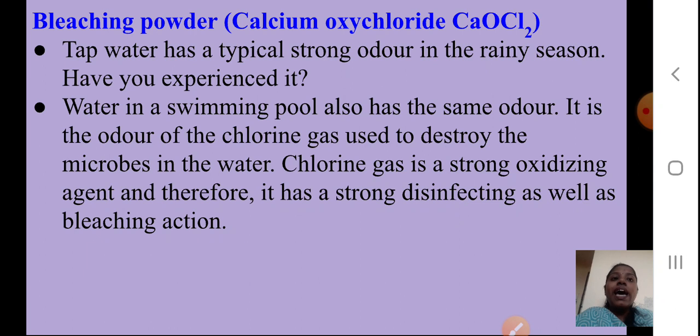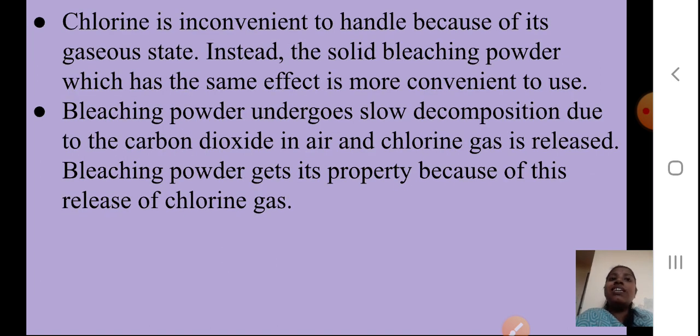Chlorine gas is a strong oxidizing agent and therefore it has a strong disinfecting as well as bleaching action. Because of these properties of chlorine gas, we use it in the water in swimming pools, and also in the tap water during the rainy season, as it has the capacity to kill the microbes in the water. Now chlorine is inconvenient to handle because of its gaseous state. You cannot handle it easily, students.